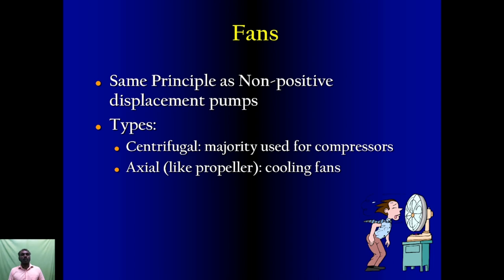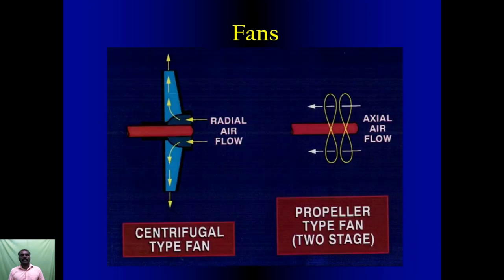Types: we have two types, centrifugal type and axial type. Axial type is like a propeller. Centrifugal is the majority used for compressors. Then the axial type belongs to the cooling fans. This is a basic schematic diagram of a centrifugal type fan and a propeller type of fan.